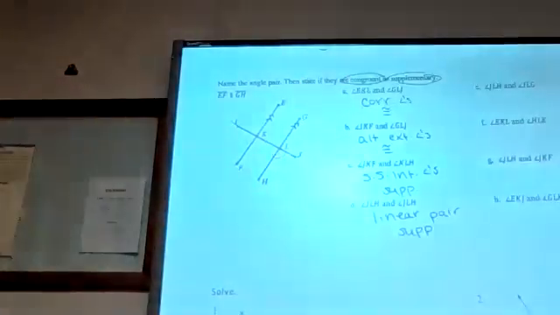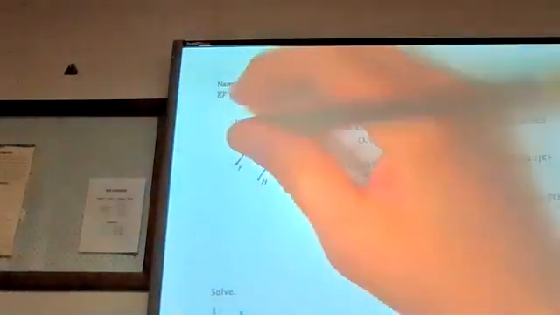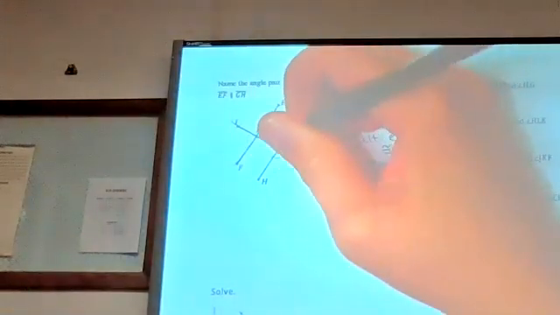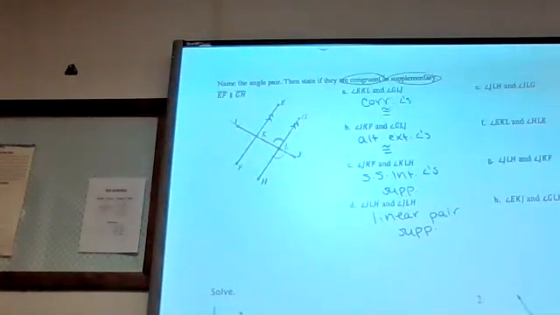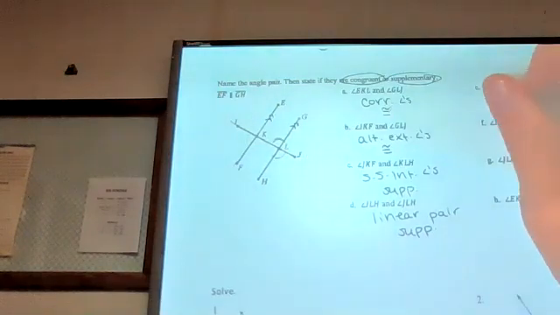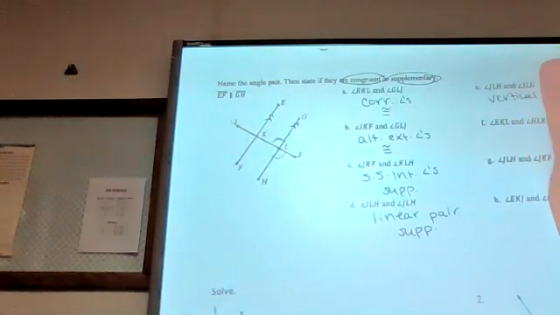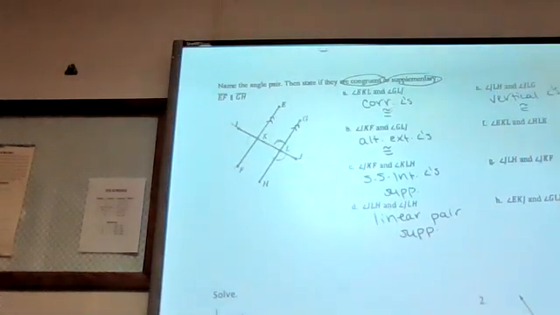JLH and ILG. Vertical angles. What are vertical angles? What angles are congruent? See all the things we know? It's fun to know things.